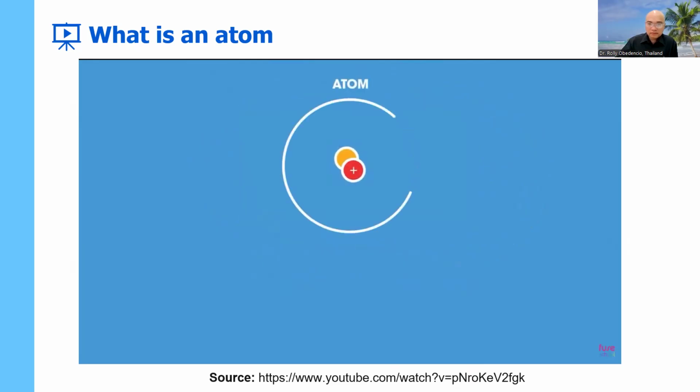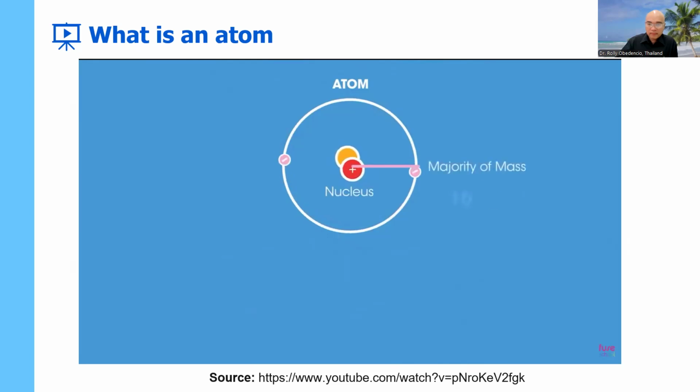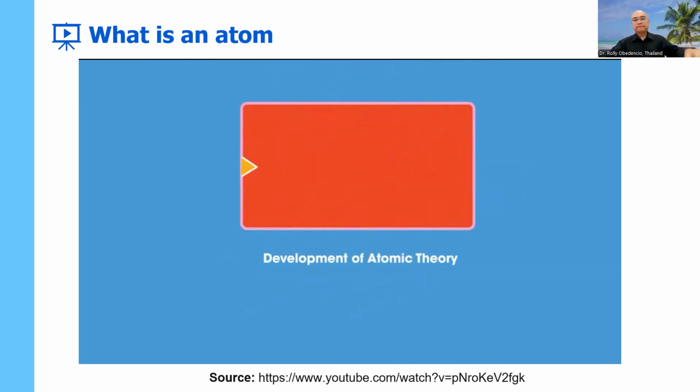So there we have the structure of an atom. Atoms have a positively charged nucleus made up of positively charged protons and neutrally charged neutrons, which is orbited by negatively charged electrons. The majority of the mass of an atom is found in the nucleus, and the typical size of atoms is 10 to the power of -10 meters. To learn about how we discovered the existence of atoms and the structure of atoms, watch this video.